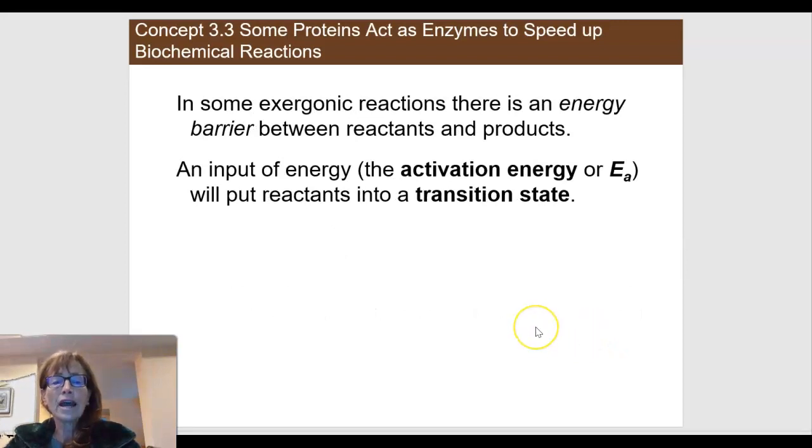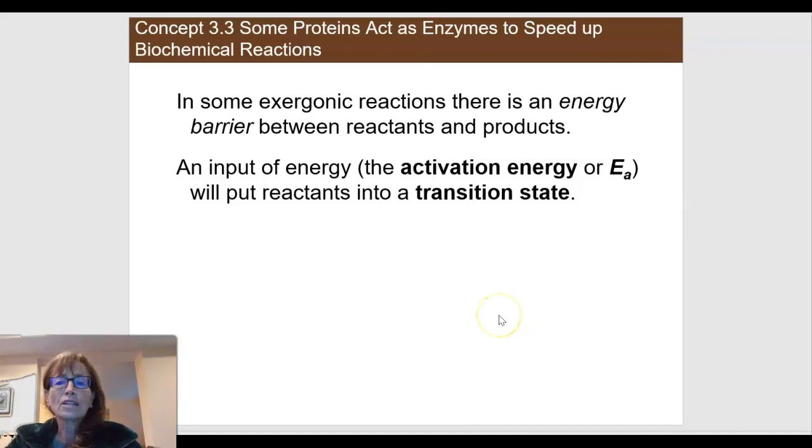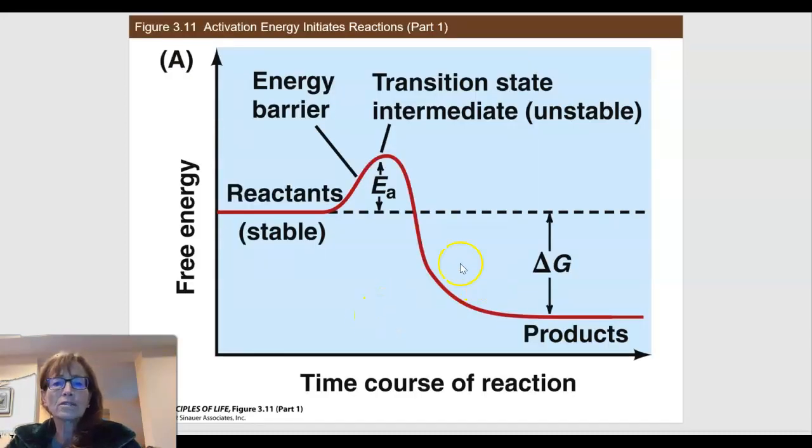So let's take a look at a reaction, and we're going to look at an exergonic reaction where we see that there's an energy barrier between the reactants and the products. And so let's take a look at the graph because that's the easiest way to talk about it. So on this y-axis, we see the measure of free energy. And so we could look at this in terms of the Gibbs free energy equation if we wanted to look at this measurement in a different way.